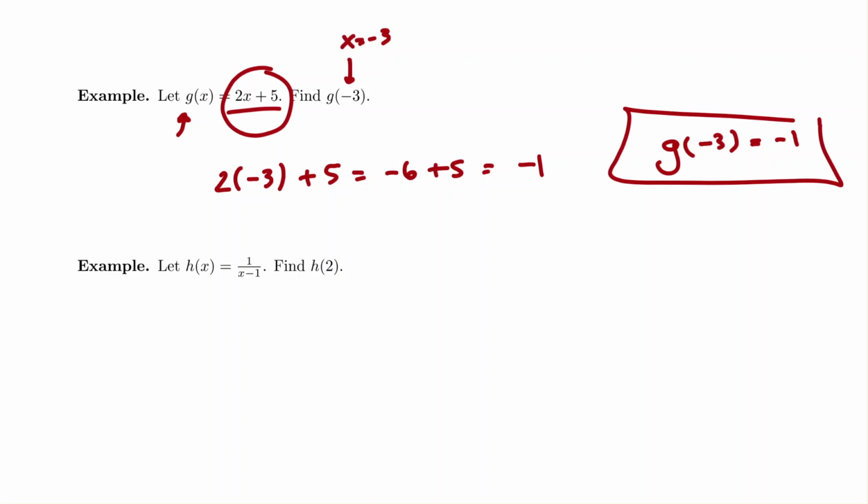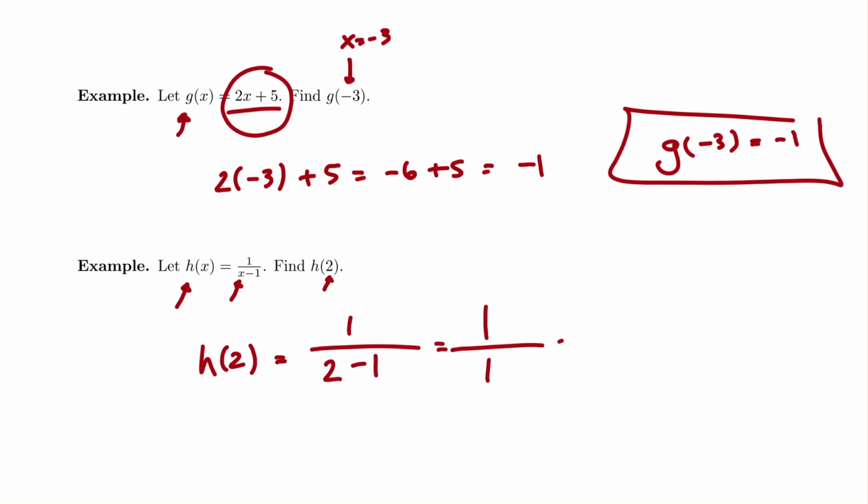Moving on to the next example. Again, this is a different letter, but don't let that throw you off. You still follow the function notation pattern, which is h is your output, x is your input. It's determined by this equation. Here we're looking for when the input is 2. So I say h of 2 is equal to 1 over, the x value is here, so 2 minus 1, follow the pattern. I'm going to simplify 2 minus 1 is 1. 1 divided by 1 is 1. So h of 2 equals 1.